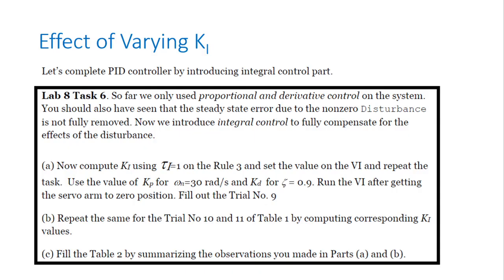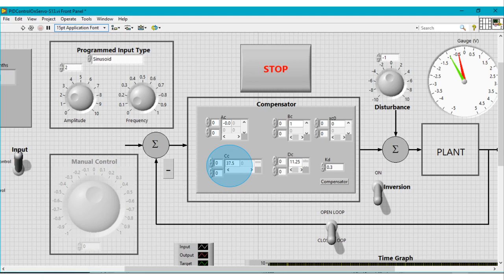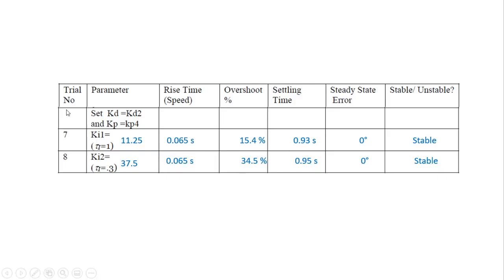So Kp for omega n equals 30 was, I think, 11 point something, and then we're going to use the Kd for zeta equal to 0.9. That was the second case, and we're going to use a tau I. See if you can calculate what Ki is. I'm going to show it to you in the next slide. Did you calculate 37.5? I think that's the second trial. The first one should have been 11.25 and the second one is 37.5.